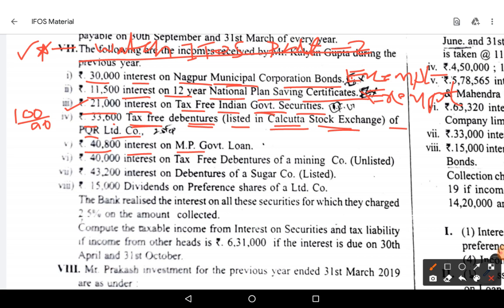Next, 40,800 interest on MP government. When you hear it is about government, whatever 40,800 is there, that is your gross interest. No need to gross up. That is only your net interest, that is only your gross interest.